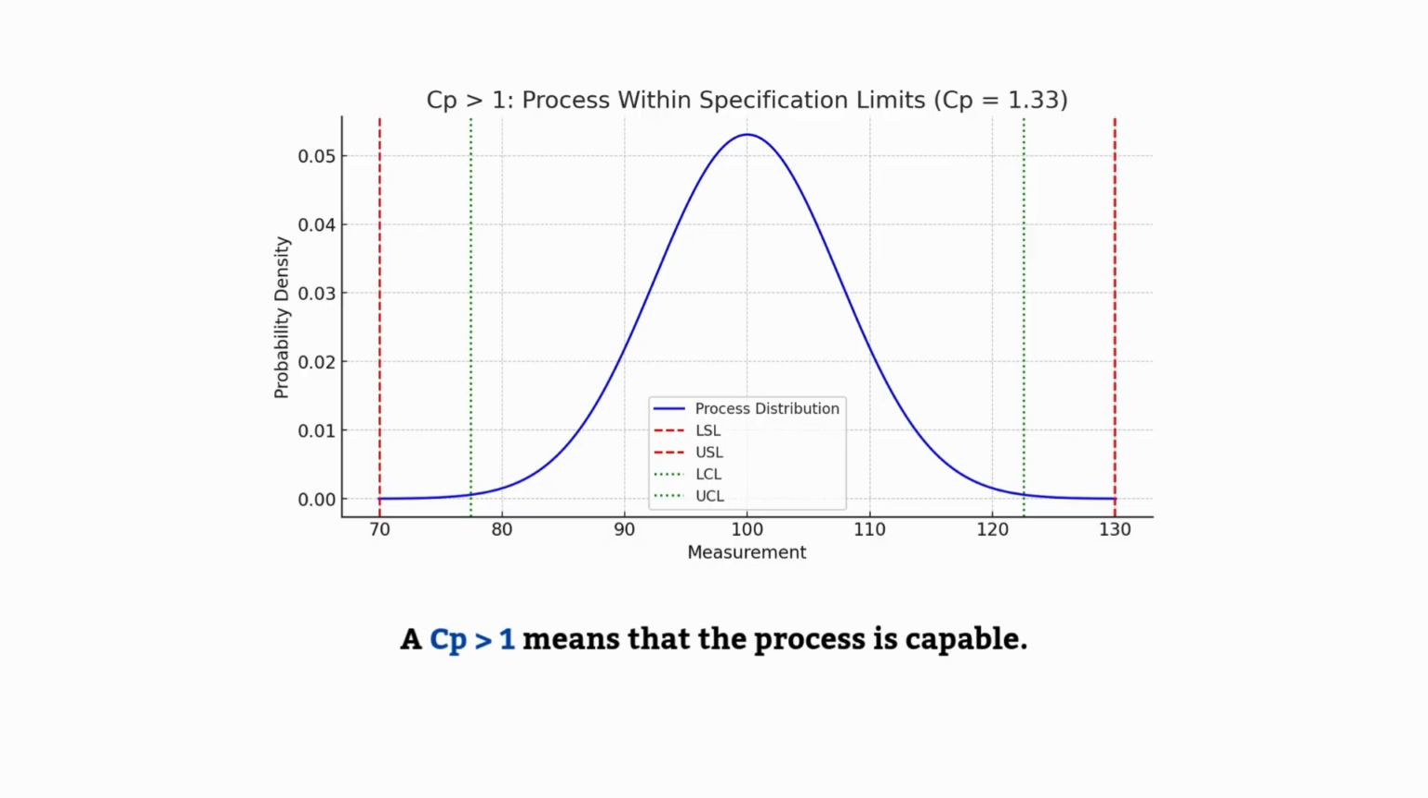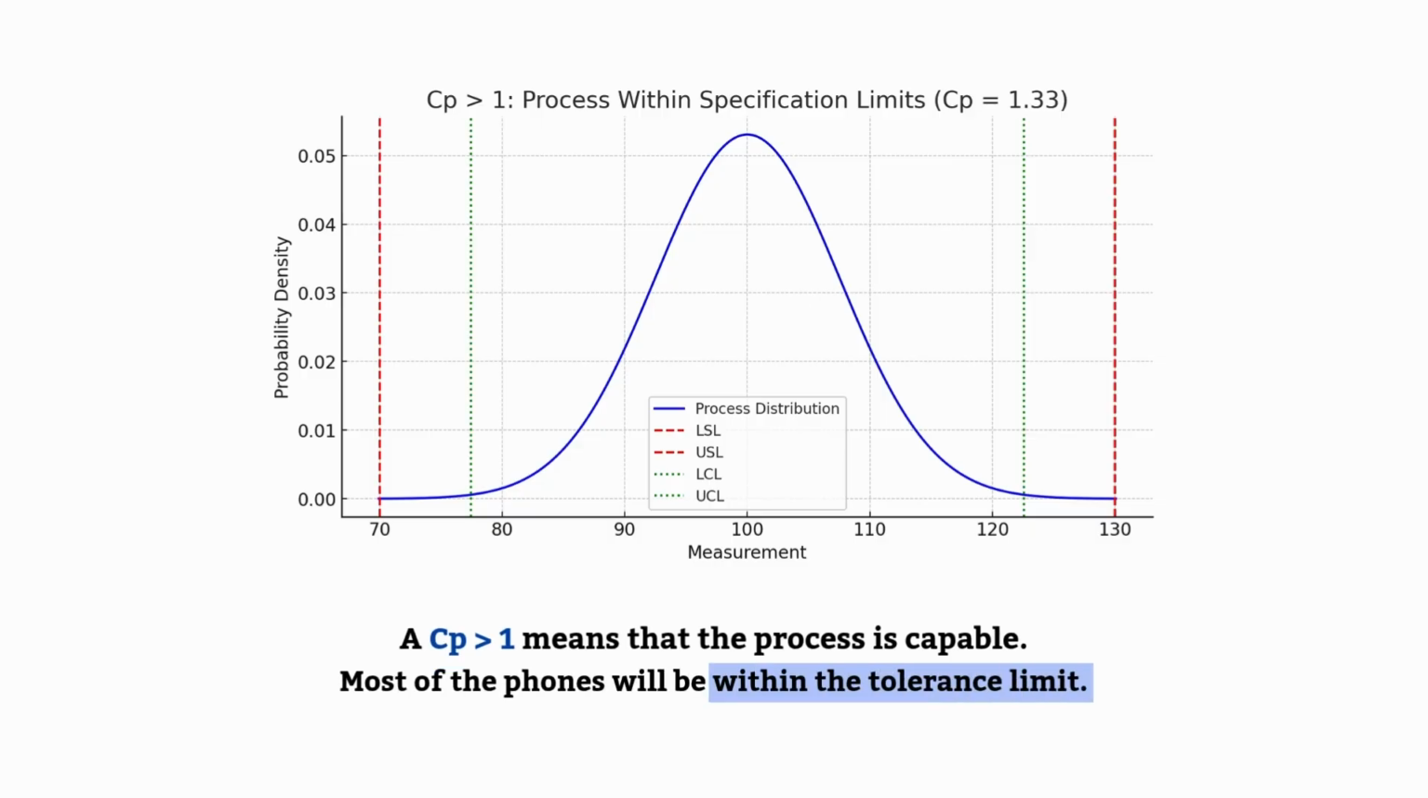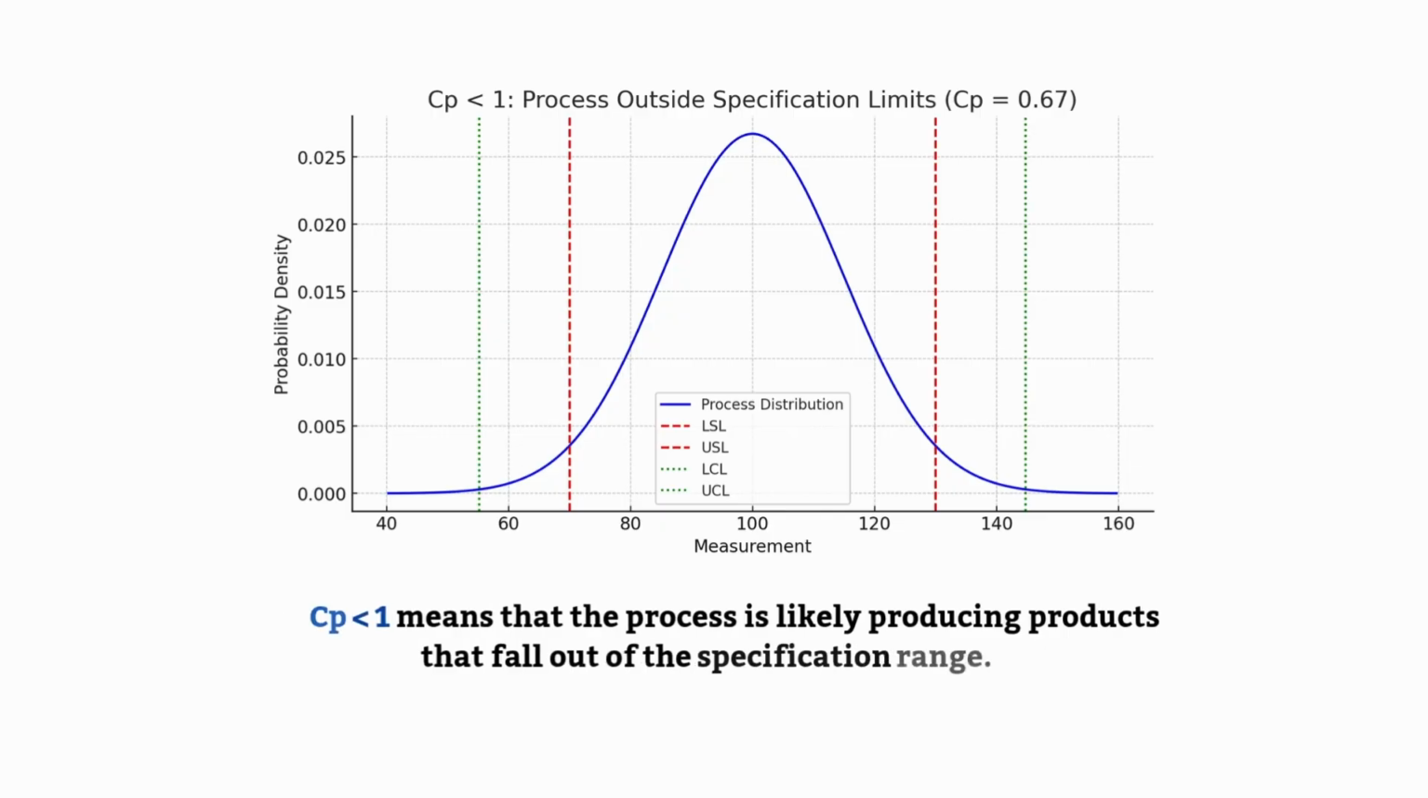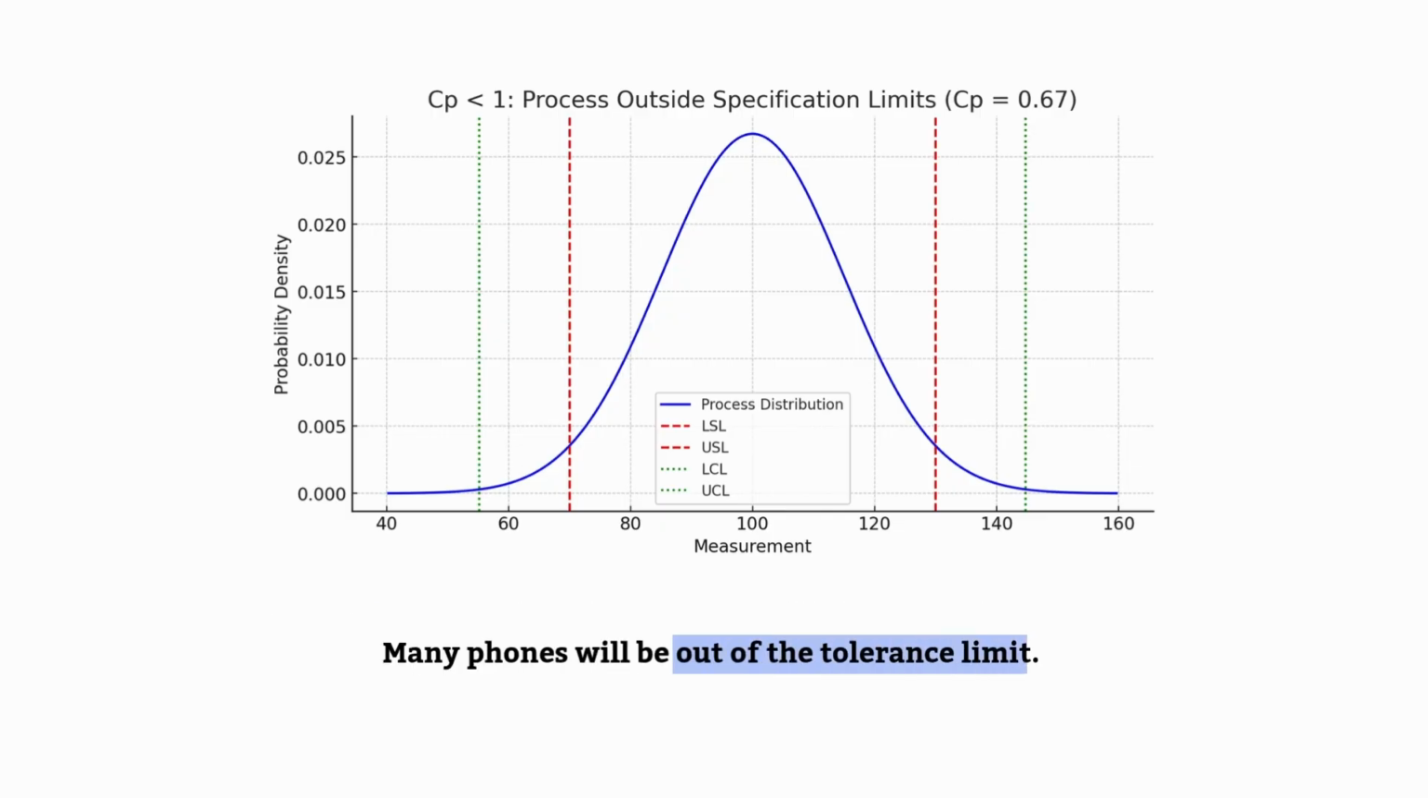If the CP value is found to be more than 1, that means the process is capable. That means most of the phones will be within the tolerance limit. But if the CP value is less than 1, that means there is a high chance that many phones will be out of the tolerance limit.